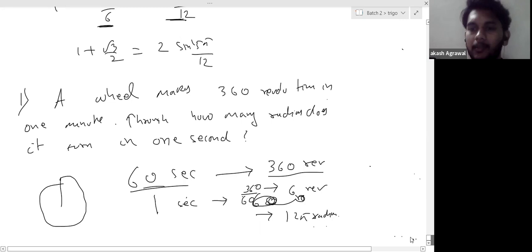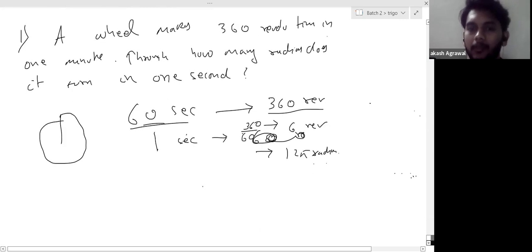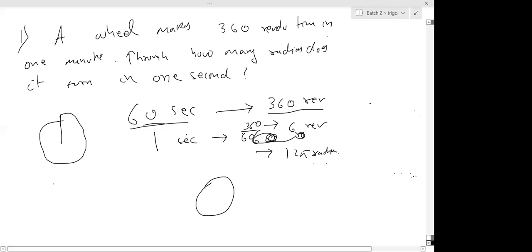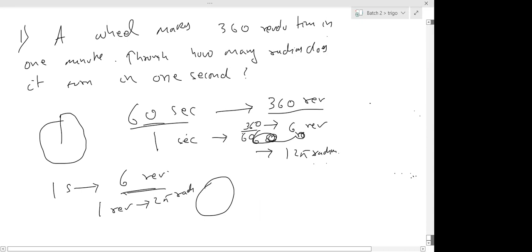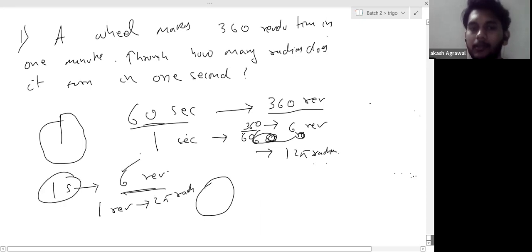Answer this to me. If you take 1 revolution, how much radian do you move? 2 pi. This is right. So in 1 second, you are taking 6 revolutions, right? In 1 revolution, you move 2 pi radian. So in 6 revolutions, how much radian will you move? 6 into 2 pi. That is the answer.